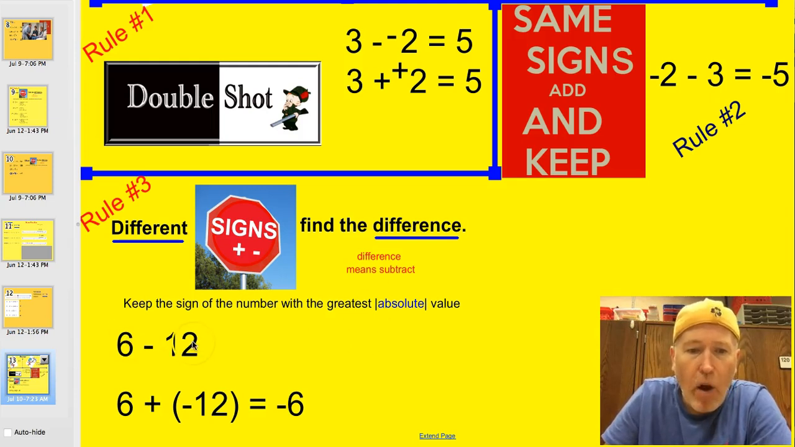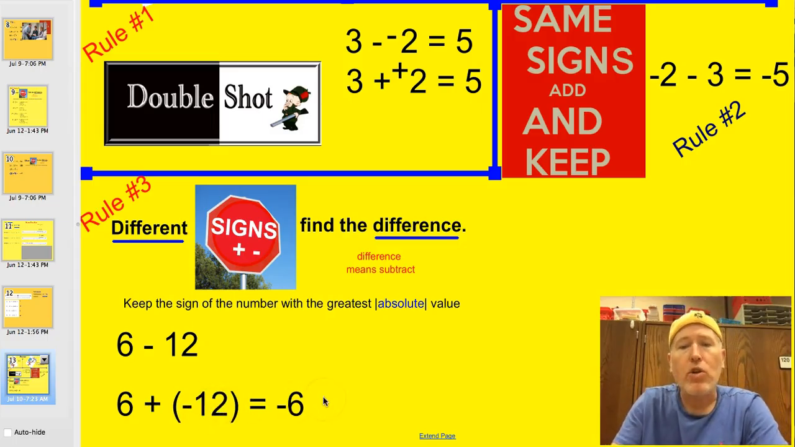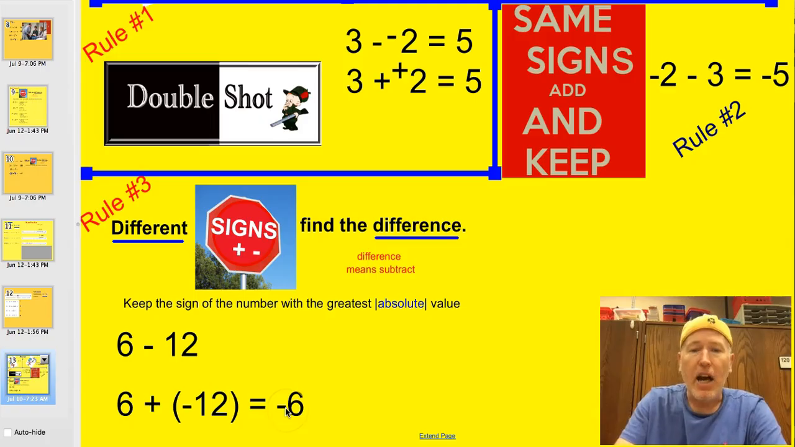Rule 3, different signs, find the difference. 6 minus 12. These are different signs. This is a positive 6, and this is a negative 12. When we have different signs, we find the difference. 12 minus 6 is 6. This has a greater absolute value, so the answer is negative. We keep the sign of the number with the greatest absolute value.